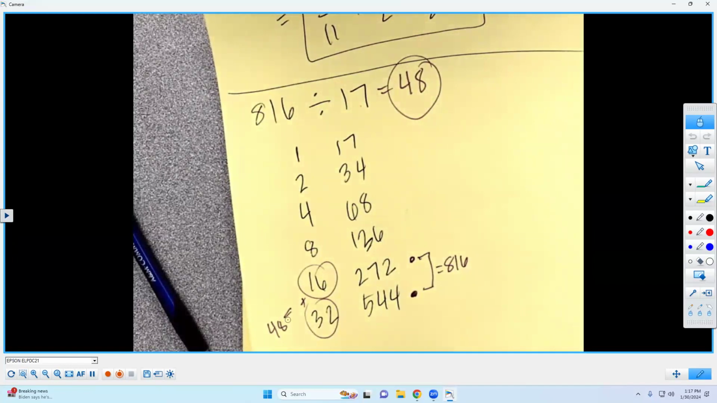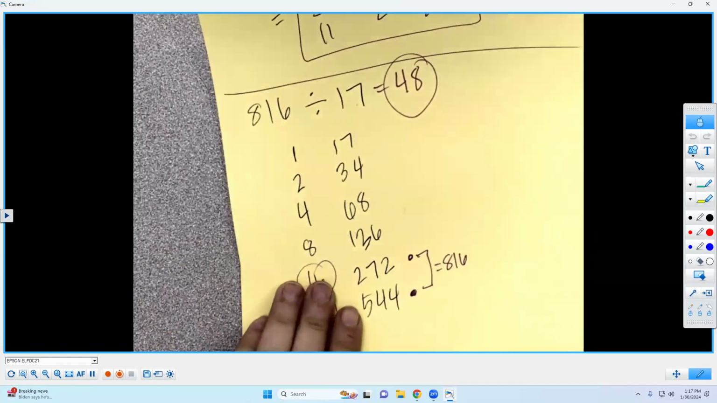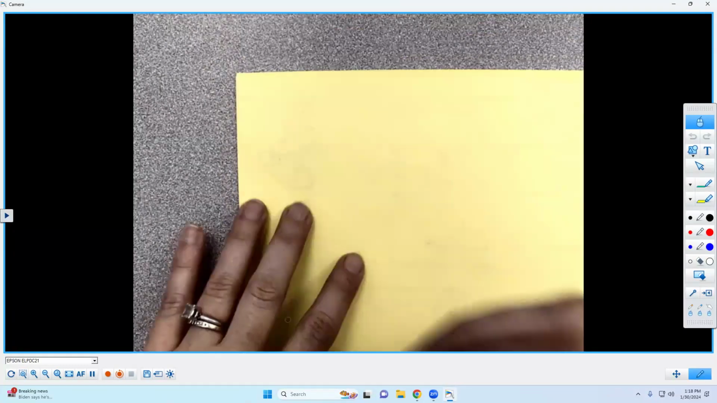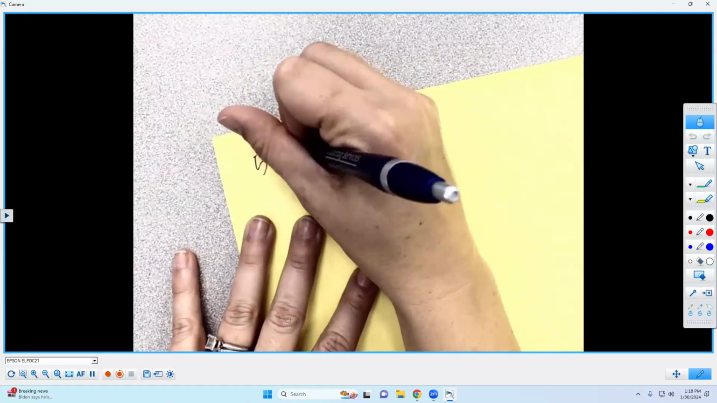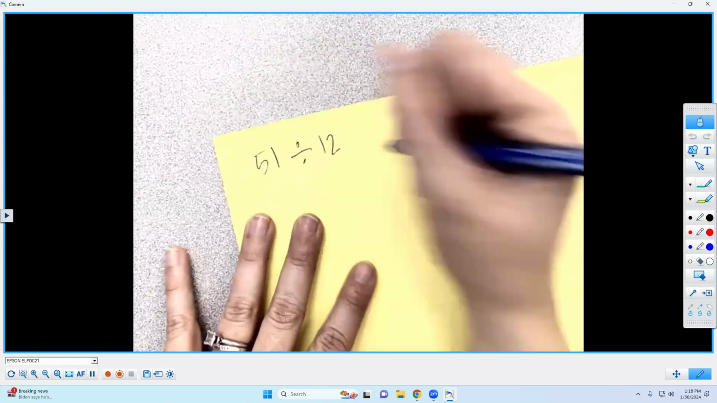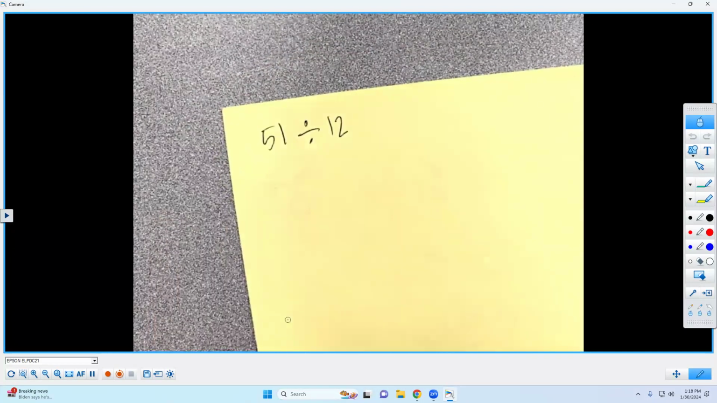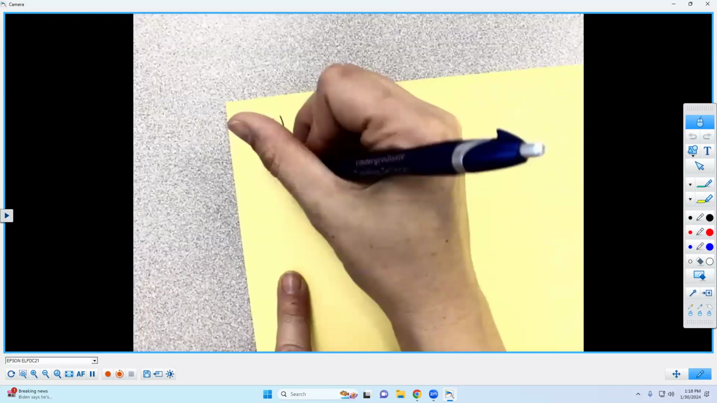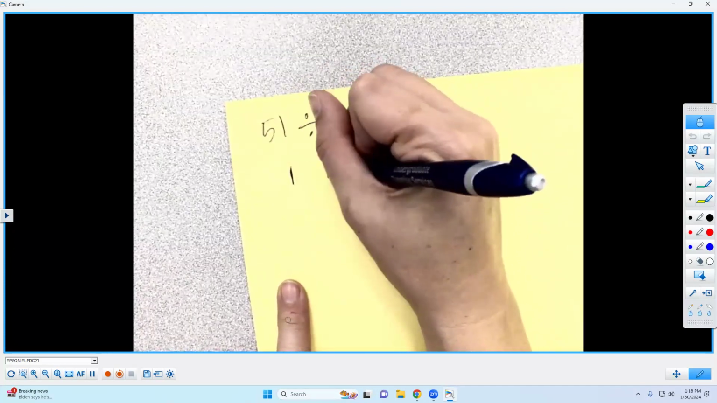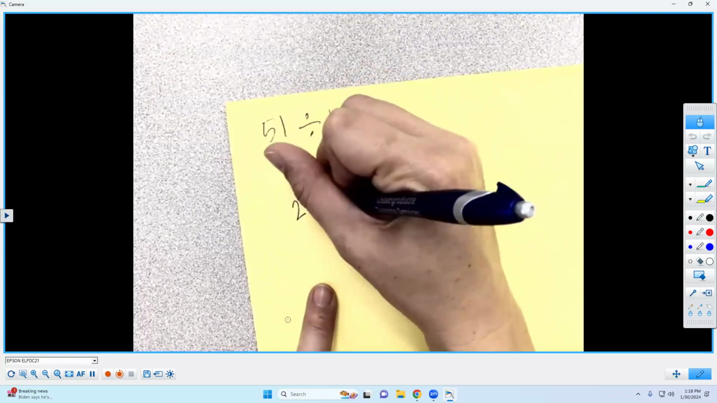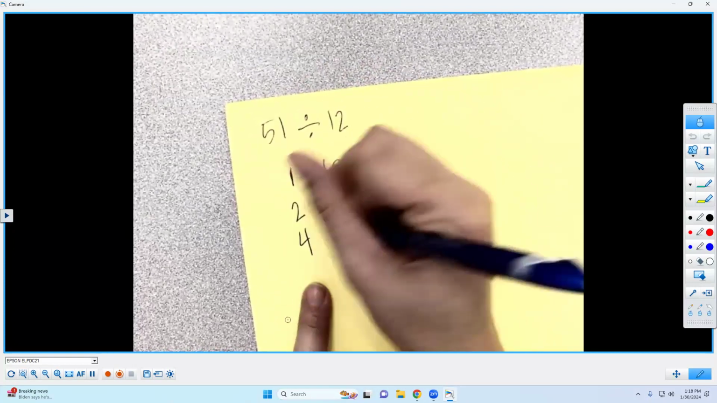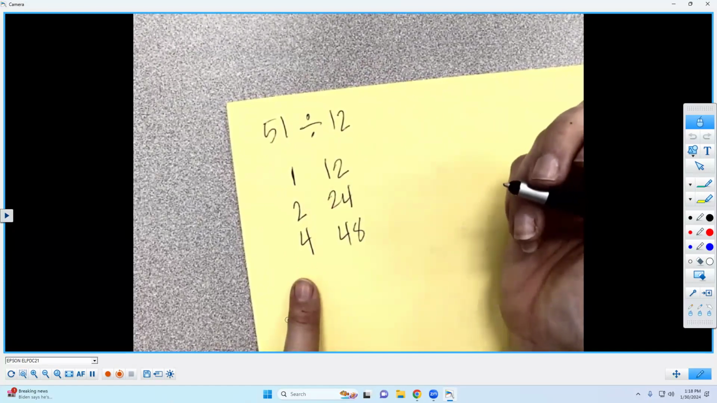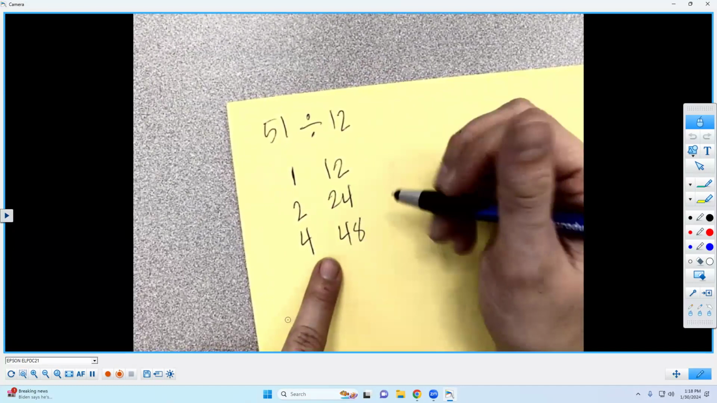Questions about that? Okay, so let's do one that does not divide evenly. Let's do 51 divided by 12. So doubling 12 to get to 51. One set of 12 is 12. Two sets of 12 is 24. Four sets is 48. I don't want to go bigger than that because I don't need to.